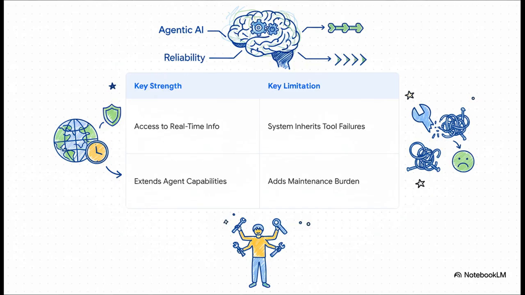If that API it depends on goes down, your agent goes down with it. So the real challenge here isn't if you should use tools, you almost have to, but how you're going to manage their failures and all the complexity they add.